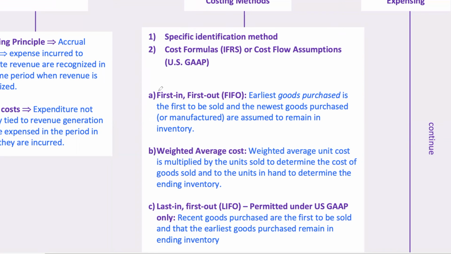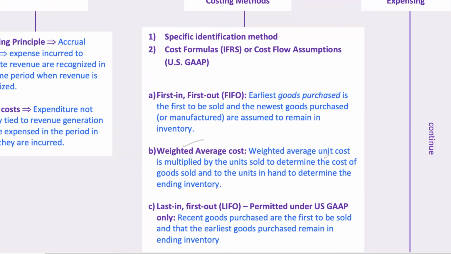FIFO, first in, first out. Under FIFO, the earliest purchased goods are sold first, so the ending inventory consists of the most recently purchased goods. This method is beneficial during times of inflation as it results in higher net income and higher inventory values.